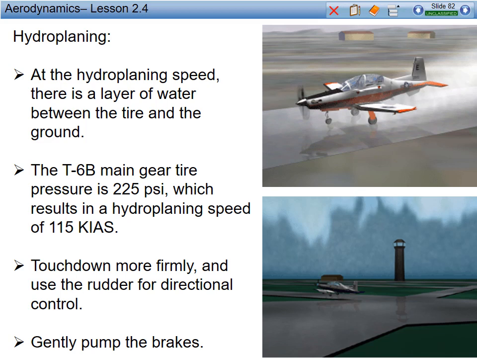Landing with all flap configurations at recommended landing speeds will keep you below the hydroplaning speed of 115 knots. Other things you can do to reduce your likelihood of hydroplaning are touching down more firmly and using rudder for directional control. If brakes are used, gently pump the brakes to keep the wheels from locking up.